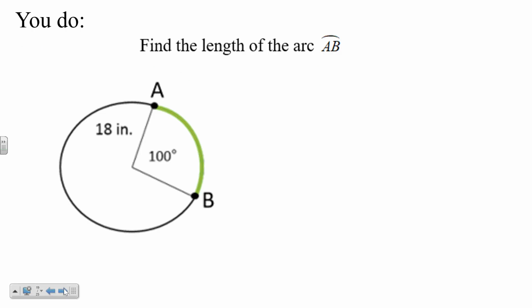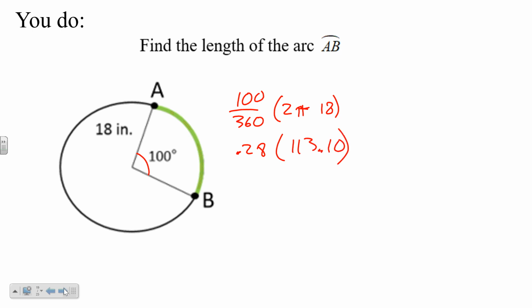So again, go ahead and do this one on your own real quick, and then we will hit play so you can watch the answer. Again, this one's 100 degrees, so it's 100 over 360, multiplied by 2 times pi times the radius, which is 18. So 100 divided by 360 is 0.28, so 28% of the whole circle. 2 times pi times 18, I guess I can put that in my calculator.